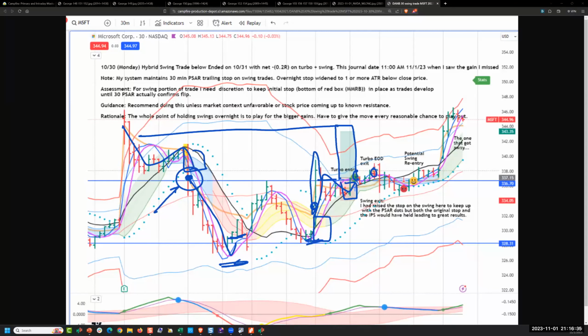Takes a turbo exit for a fraction near the close. Next day, suffer all the way back to here. There was a re-entry available here. And then on today's open, there's a re-entry available in here. The one that got away. That's true. They will do that.